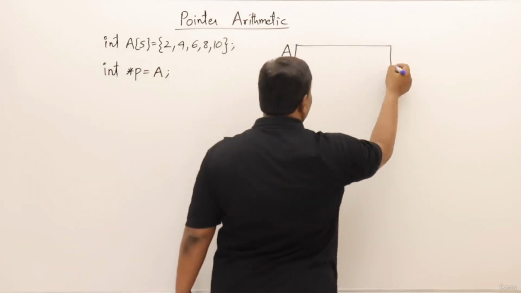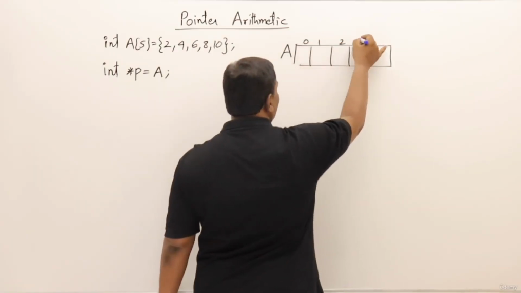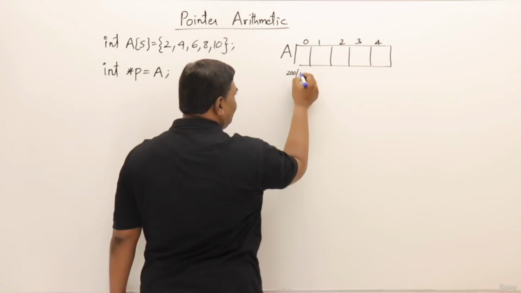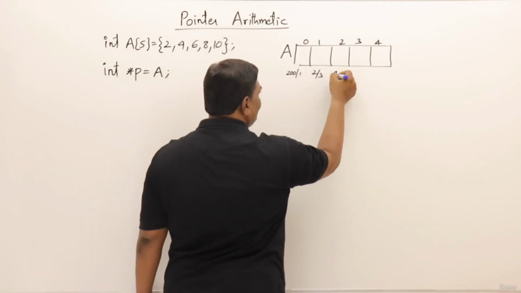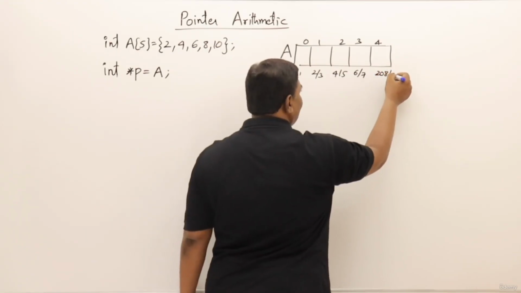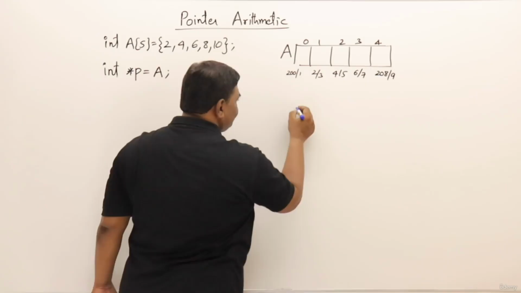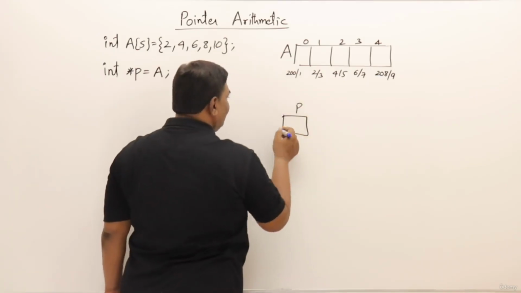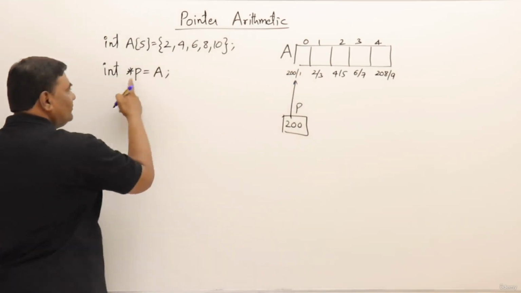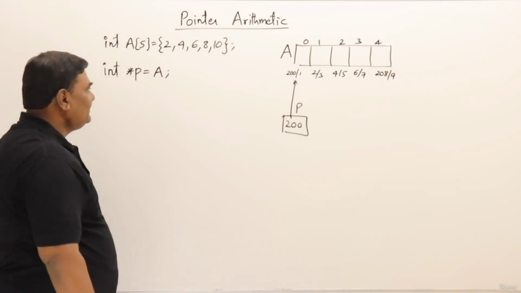This is an array. The indices are, suppose, assume that the addresses are 200 and 201, 2 and 3, 4 and 5, 206 and 7, 208 and 9. These are the addresses. And also I have a pointer p. So this p is a pointer which is having address 200 because I have assigned a. So the pointer is pointing to a. Pointer is pointing to the beginning address of an array.